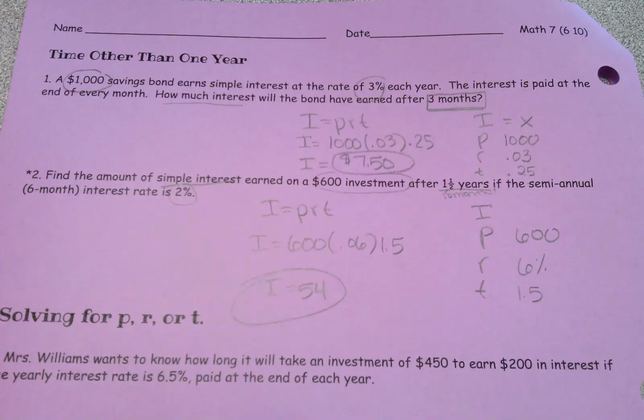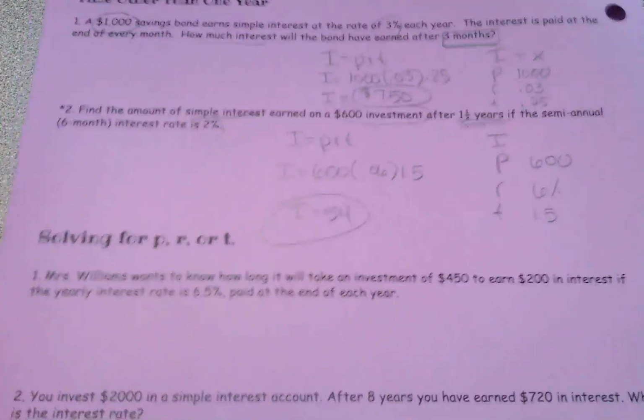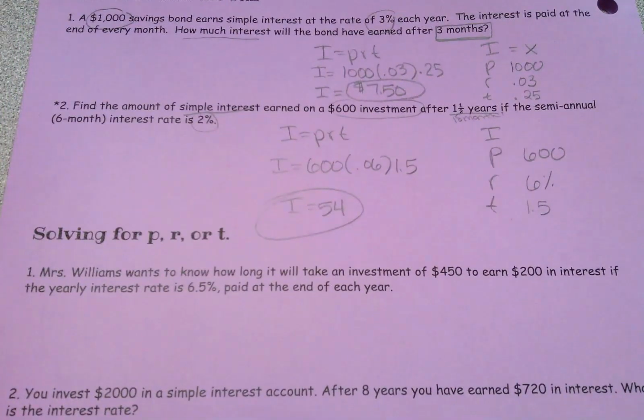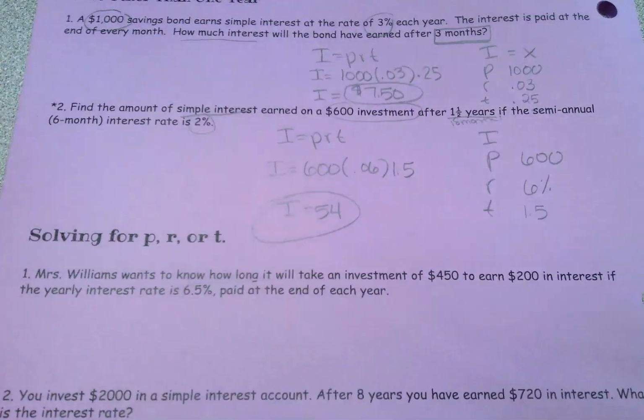Okay. All right, now what we're going to do is solve for P, R, or T. For these ones, when we're solving for one, we might not just have to find the interest. There will be another missing piece. If we look at this first one, it says Miss Williams wants to know how long it will take an investment of $450 to earn $200 in interest if the yearly interest rate is 6.5%, paid at the end of each year. So she wants to know how long it will take.